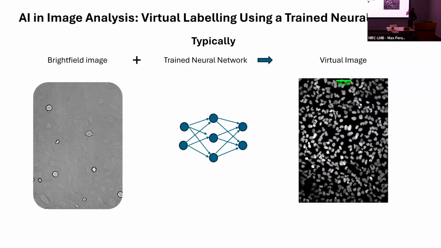I'm going to wrap up on this section here, which is just like everything else, AI is making its impact on light microscopy, particularly in image analysis. One of the things that is quite well used these days is something called virtual labeling, using a trained neural network. The general idea is this: we collect a bright field image, we feed that into a neural network, and that generates a virtual DAPI image in this instance.